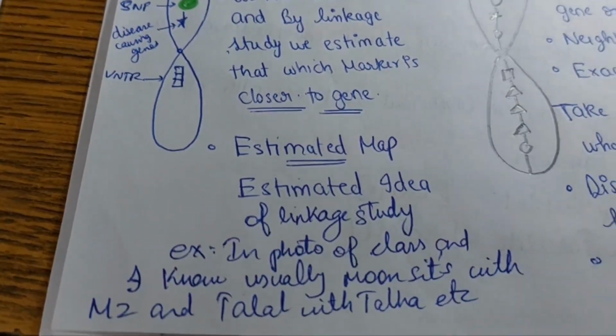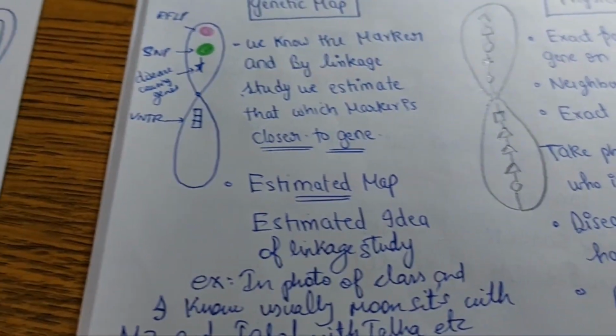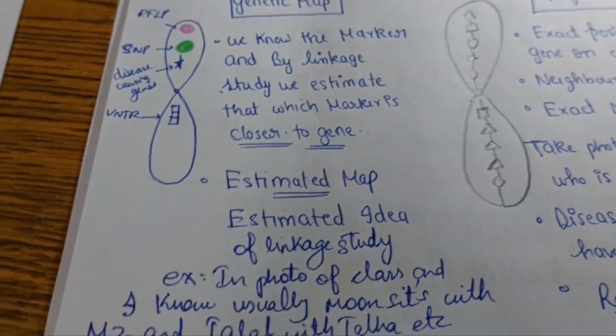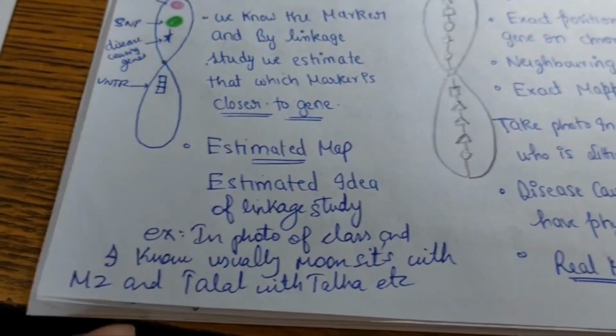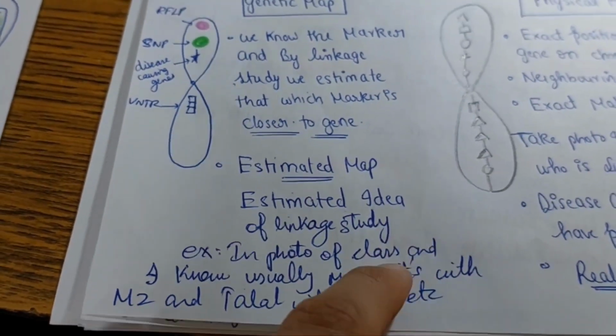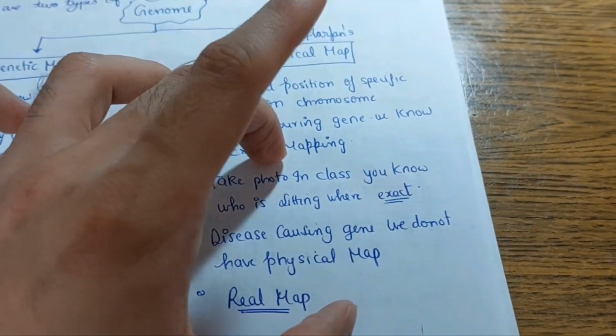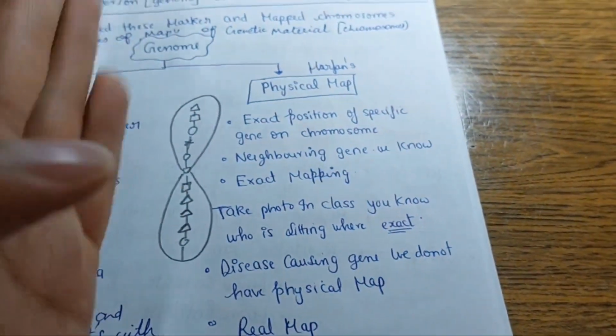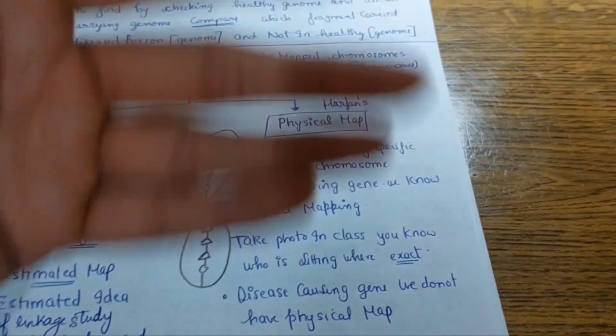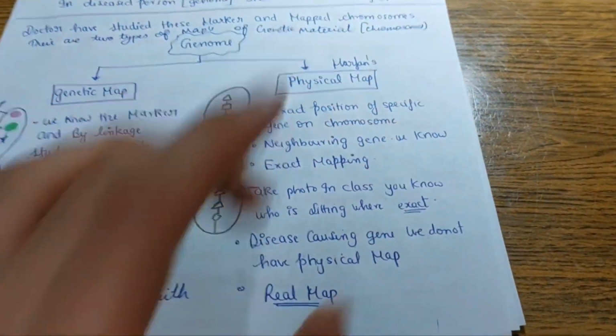Or if I want to draw a painting and I haven't been in the class on that day, and I know that usually Mahfuz is going to sit with Talal and Talha is going to sit with Moon, I will draw my painting accordingly. So that is going to be a genetic map. Whereas in a physical map I have the exact photo in which I can see who is sitting next to whom, in front of whom. That is a physical map.